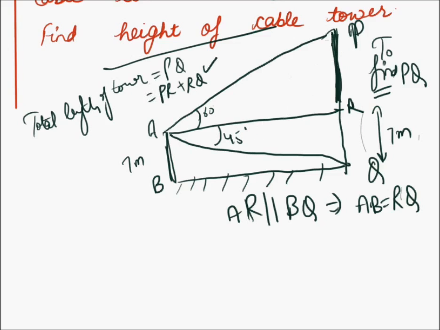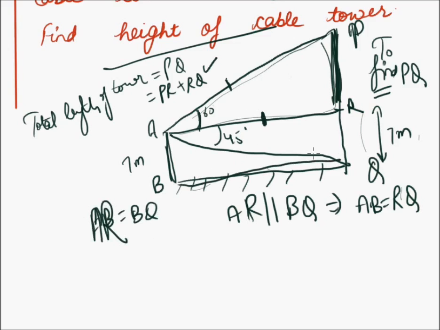So in this triangle we have PR, which is to be calculated. We have angle. We don't know this slant height, but we can know this base, because this base AR is nothing but BQ. AR equals BQ. Therefore, if we are able to calculate BQ, then we can calculate AR. So let us first calculate BQ from this triangle.